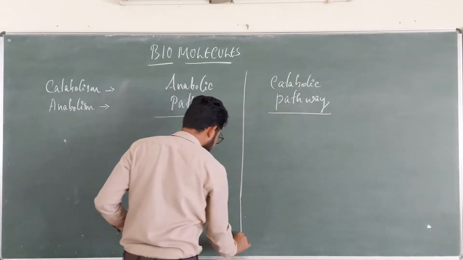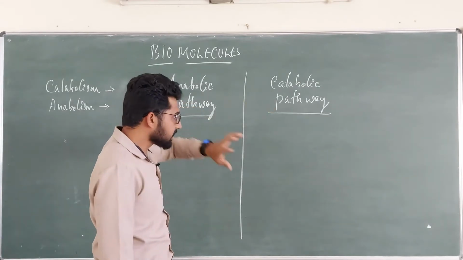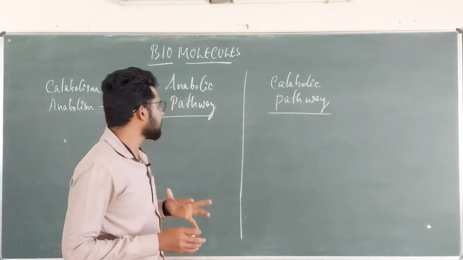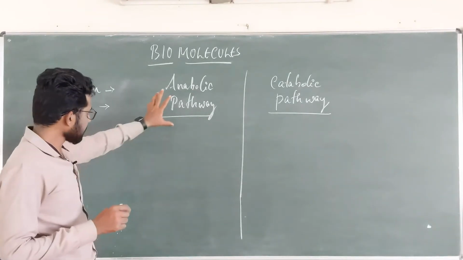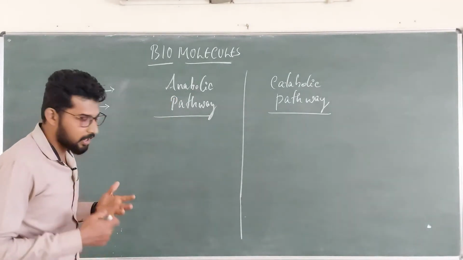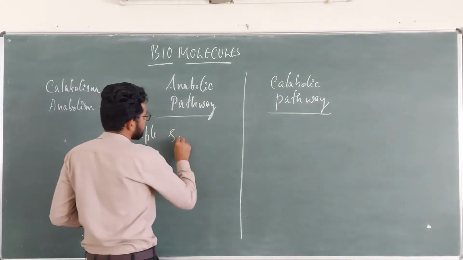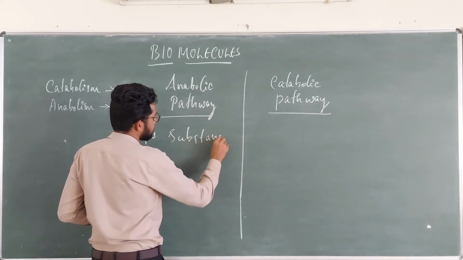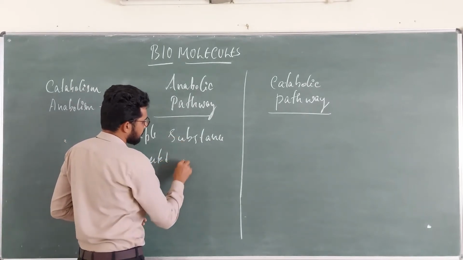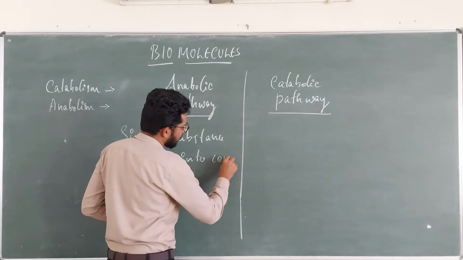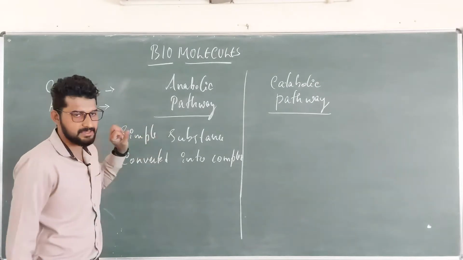Let us see this. What is an anabolic pathway? What is a catabolic pathway? Dear students, you must know the basic difference between the anabolic pathway and the catabolic pathway. In the anabolic pathway, simple substances are converted into a complex one, or you are synthesizing a complex molecule from simple substances.